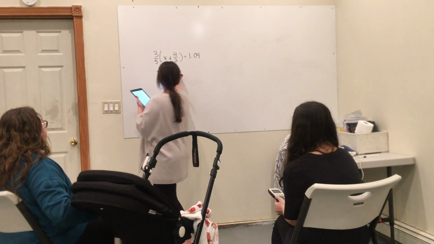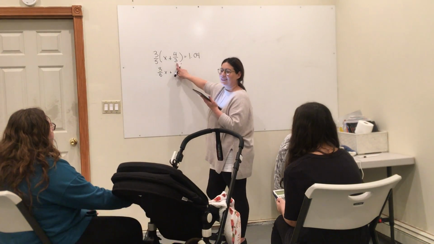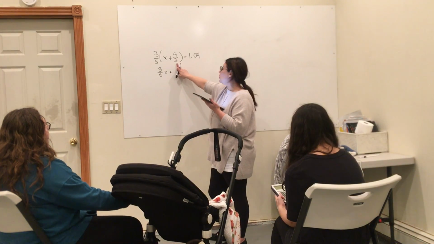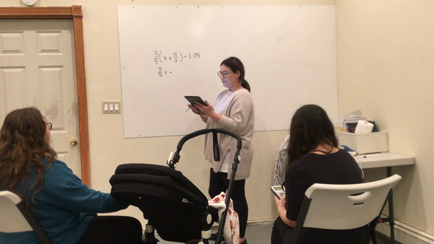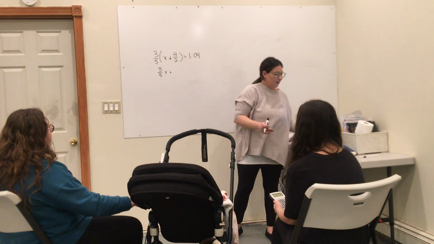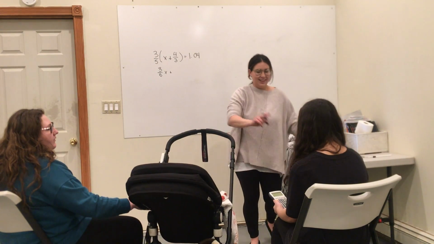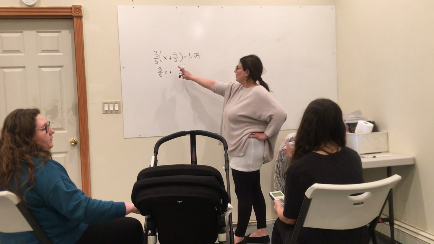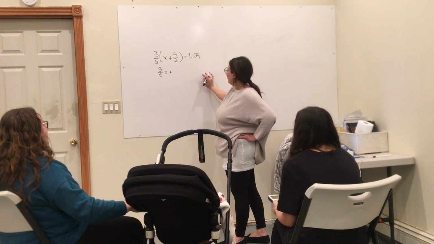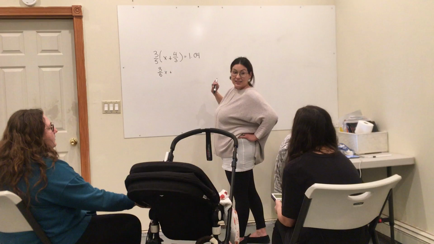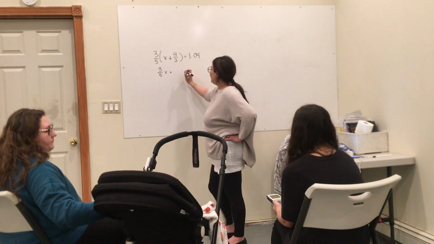3 over 5x. But then what? Make them into decimals, or you add, or you cross multiply. It's 1.333 repeating. It's a big decimal, so we have to keep it as a fraction.